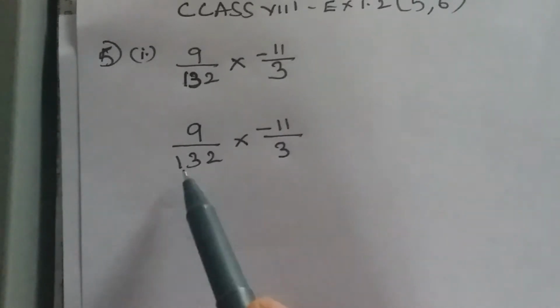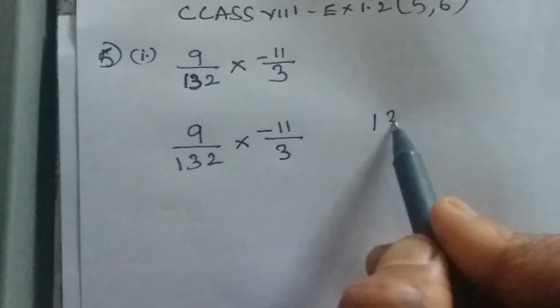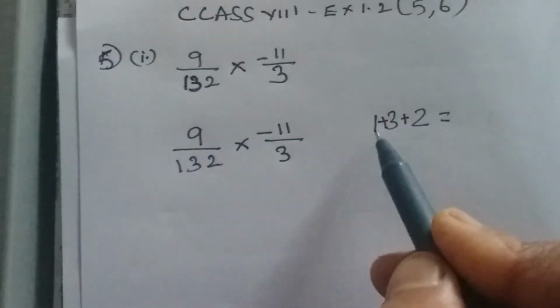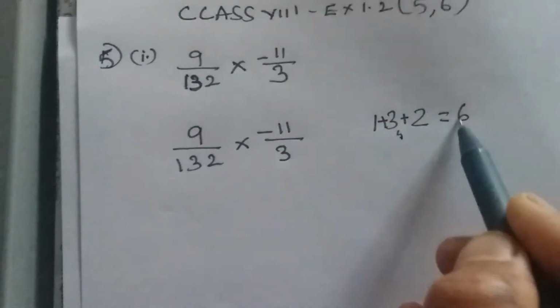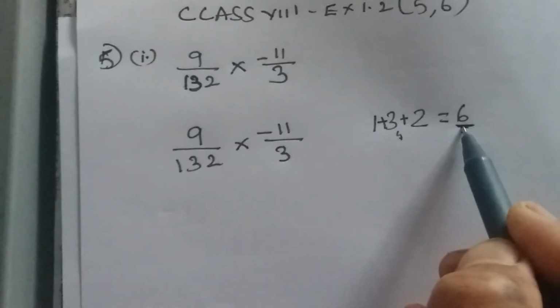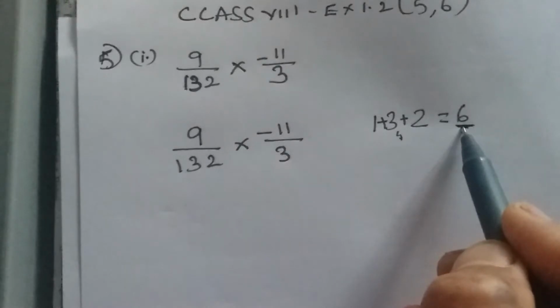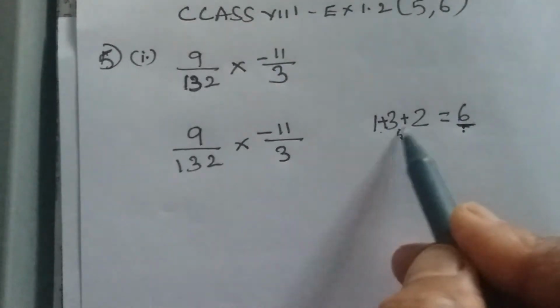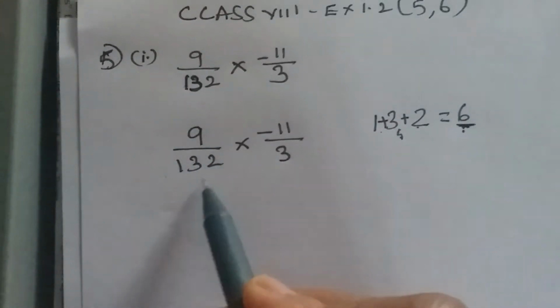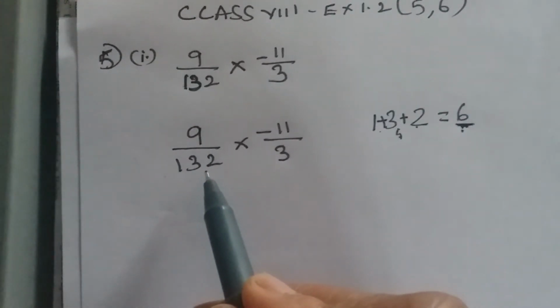What is the rule for 3? For 132, you add the digits: 1 plus 3 plus 2. 1 plus 3 is 4, 4 plus 2 is 6. Is this 6 divisible by 3? Does 6 come in the 3 table? Yes, it is there, 3 2s are 6. So when you add the digits, that answer is divisible by 3. Therefore, this 132 also can be divided by 3.